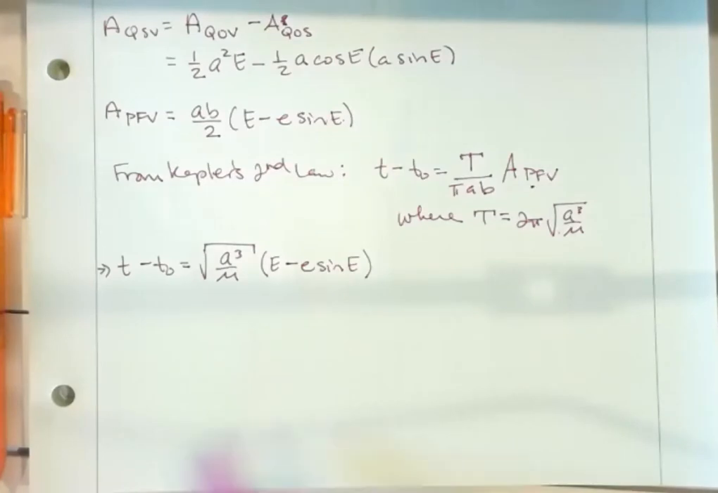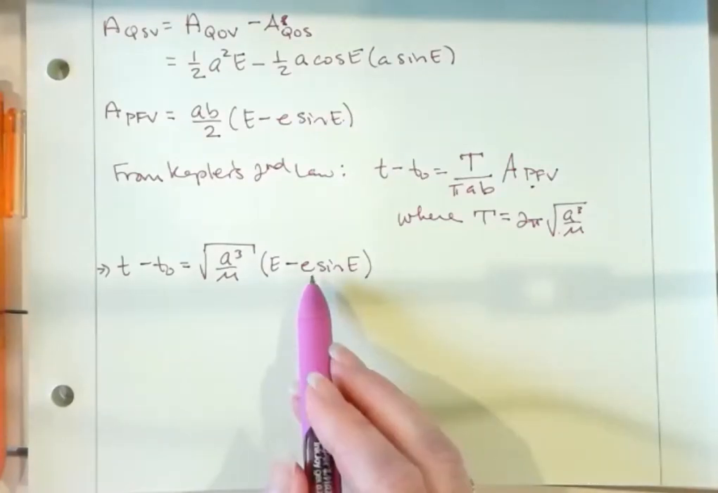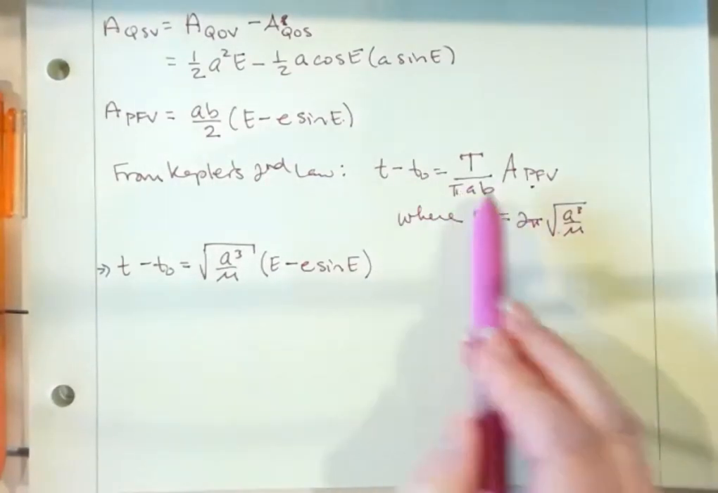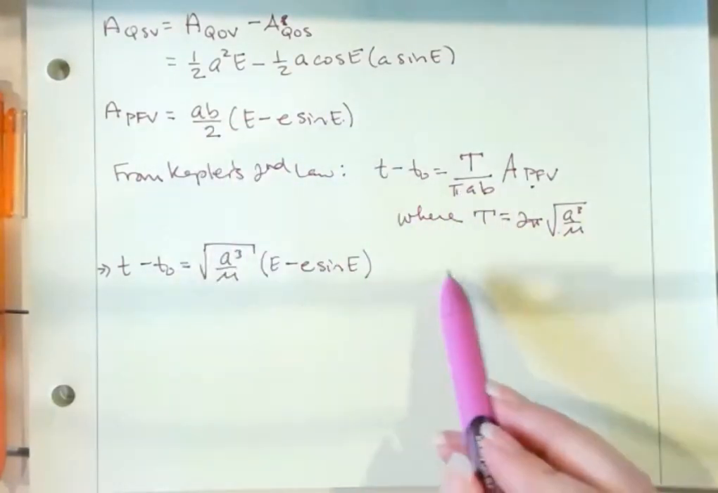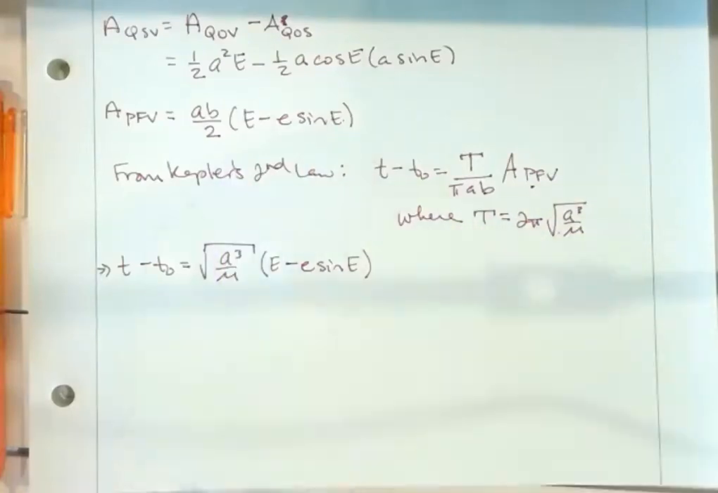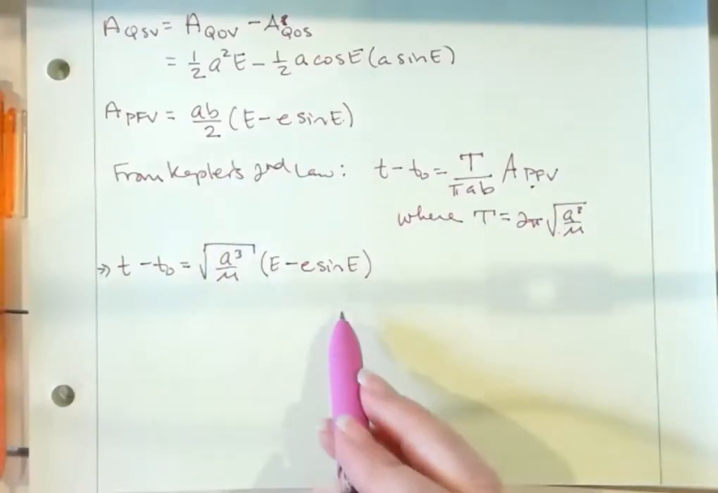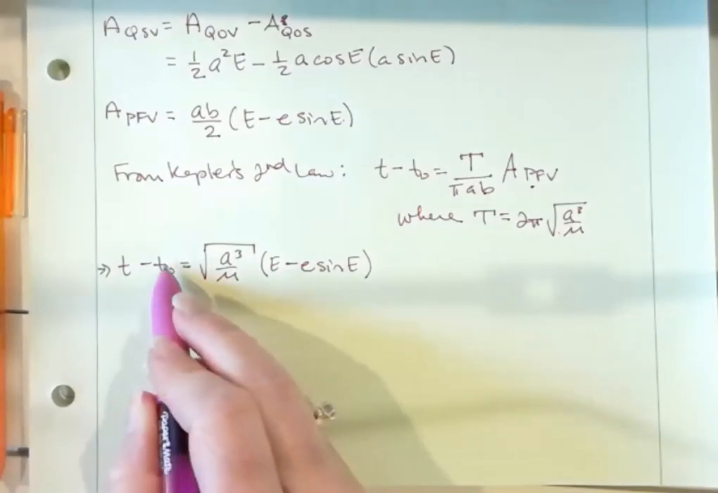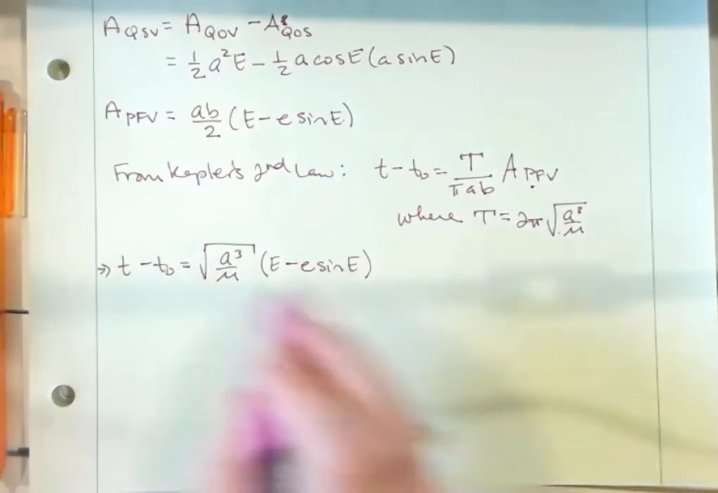Okay, so now we have this equation. Your pi cancels, AB cancels, and your 2's are going to cancel. So this is what you're going to be left with. Now remember, T0 is the time where we pass periapsis.